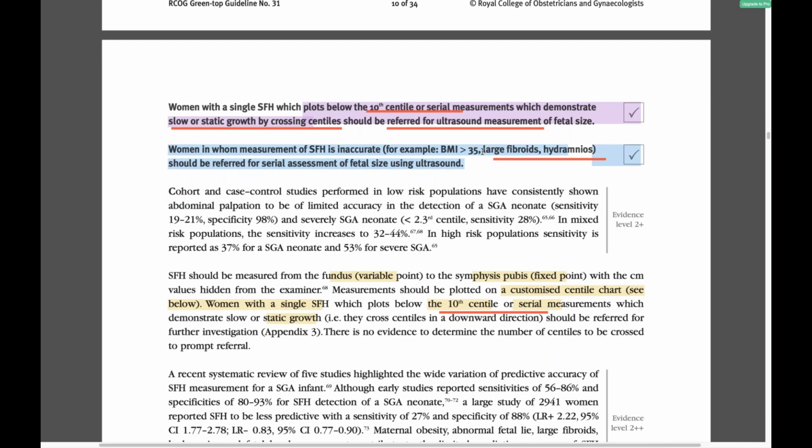Now, if the BMI is more than 35, the patient has large fibroids or the patient has hydramnios, in this situation symphysis-fundal height cannot be accurate. So the patient has to be sent for serial assessment of fetal size. This is another factor.